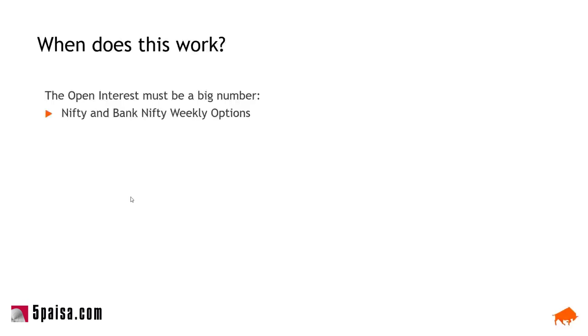So the open interest has to be significant for it to be of any importance. It has to be a big number. And which kind of contracts have big open interest numbers? Nifty and Bank Nifty weekly options have it. Nifty monthly options have it, but not at the beginning. If the monthly expiry is on the 29th, you can't expect OI to be significant on the 1st of that month. You have to wait till probably the 10th or 15th, because the OI has to be formed after some trading.